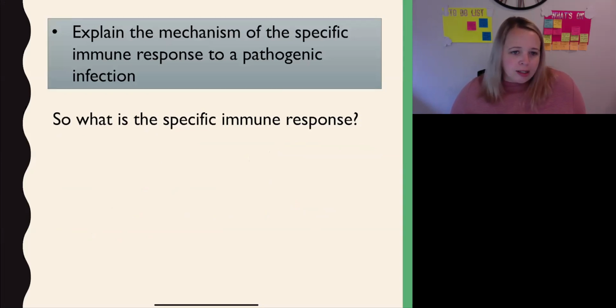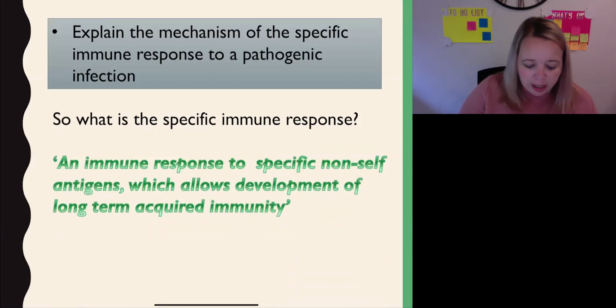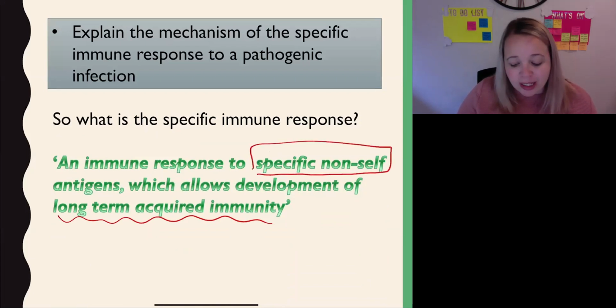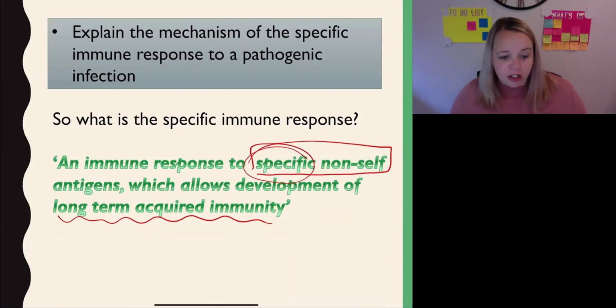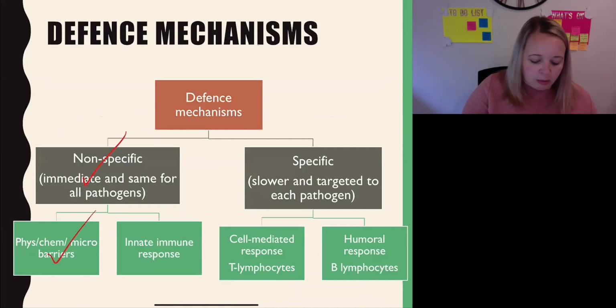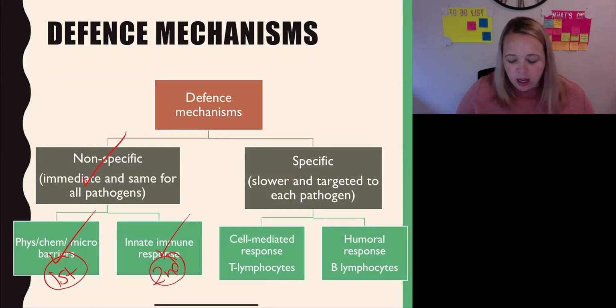So what is a specific immune response? This is when our body can get long-term immunity. We are going to recognize the specific non-self antigens, and therefore we develop that. We have done the non-specific system, our physical, chemical and microbiological barriers. We've done our innate immune system, that's our second line of defense. This here is our third line of defense.